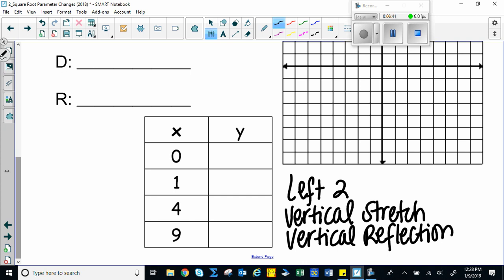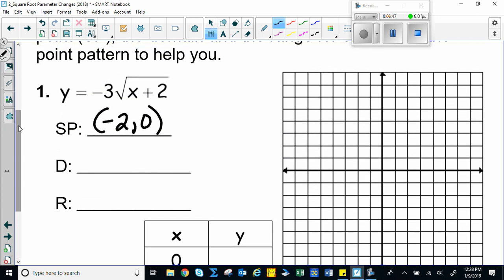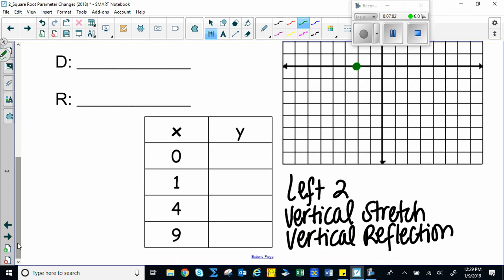All right, so let's do those things. So the first thing I'd like to do is plot my starting point, my HK, my -2, 0. Here we go, there's -2, 0. All right, I'm going to use the idea of the counting scheme. So I've got a little table to fill in. I'm going to fill in my parent function. The square root of 0 is 0, the square root of 1 is 1, the square root of 4 is 2, the square root of 9 is 3.